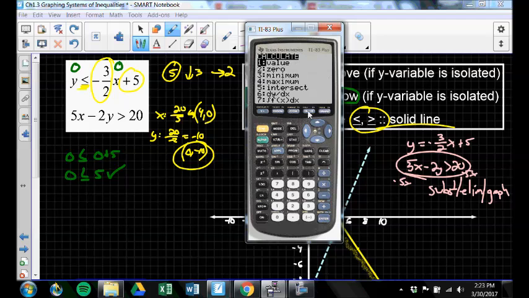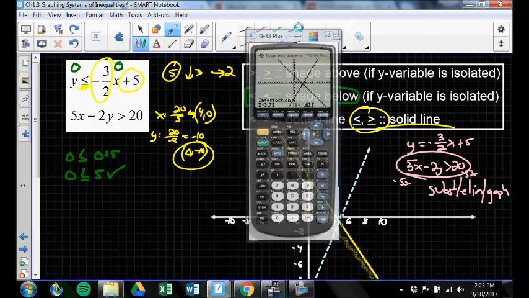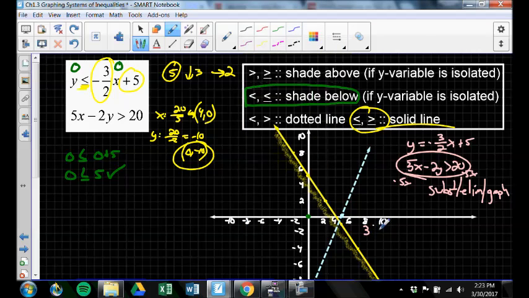Second trace, pulls up my calculate menu, go to the fifth option here, which is intersect. Press enter a couple times, press enter again. It's at 3.75, -6.25. That decimal's not appearing very well, but there you go. That's what that point of intersection is.